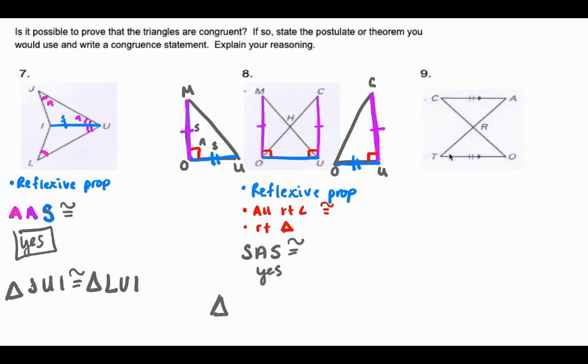So we have the triangle MOU. M corresponds to C, O corresponds to U, and the U corresponds to the O.